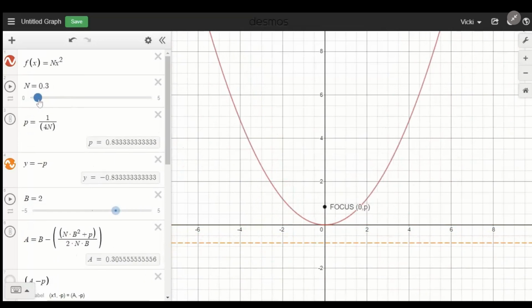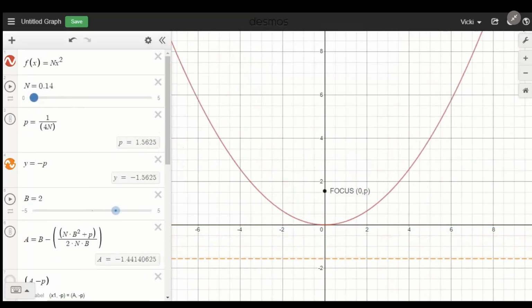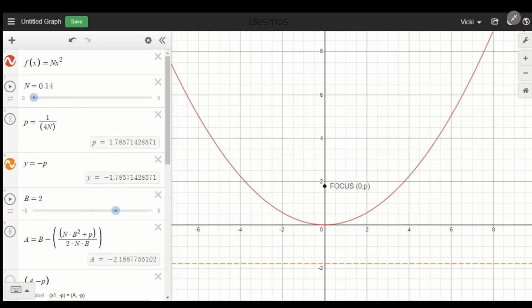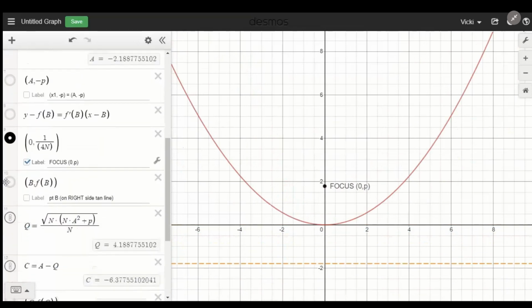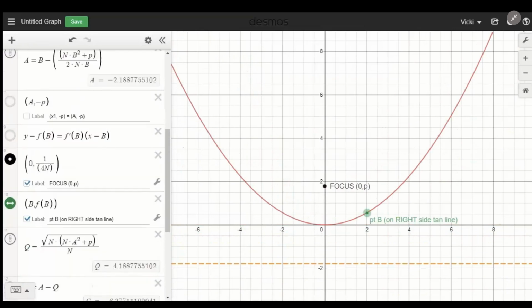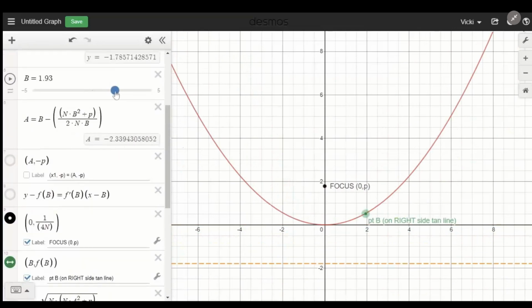How about, let's go here. Now, we need to pick a point, and I am not going to use x1, x0, x2. It's too many x's to keep track of. I am going to call the point on the right side of the parabola B, and I'm going to label it. Now, B can change, and I think it would be better if I made it a little bit bigger.